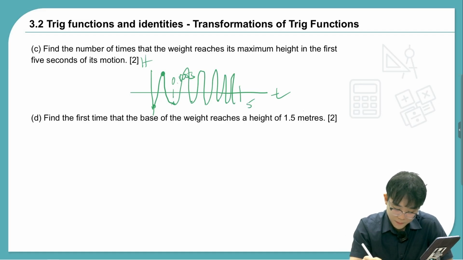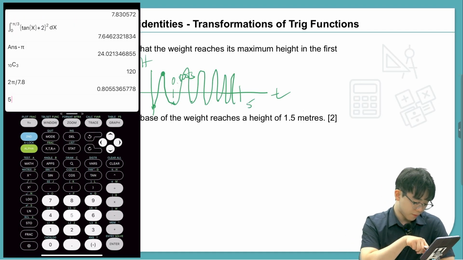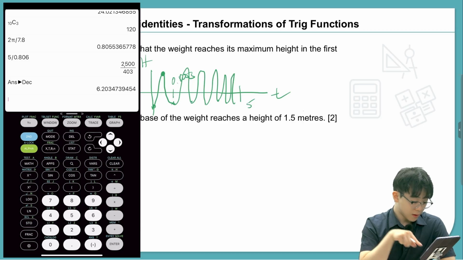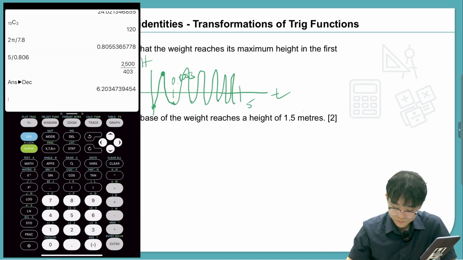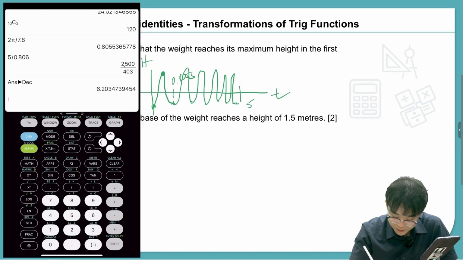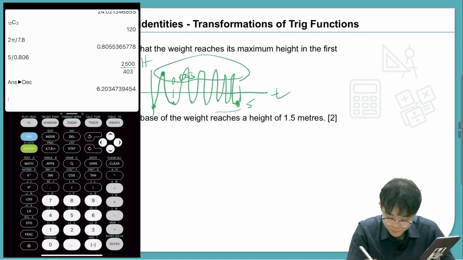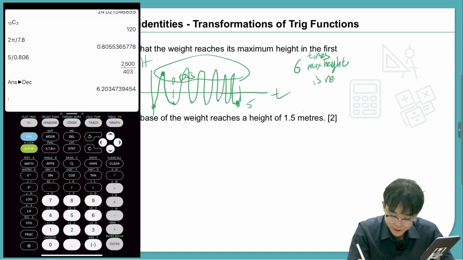Actually, the best way to do it is by figuring out 5 divided by 0.806. We can fit around 6.2 of these. So we have 6 full cycles here, and then it would continue, but we'd cut off there. So we have 6 maximum points and 7 minimum points. But as far as this question goes, there are 6 points where the maximum is reached. So 6 times the max height is reached.